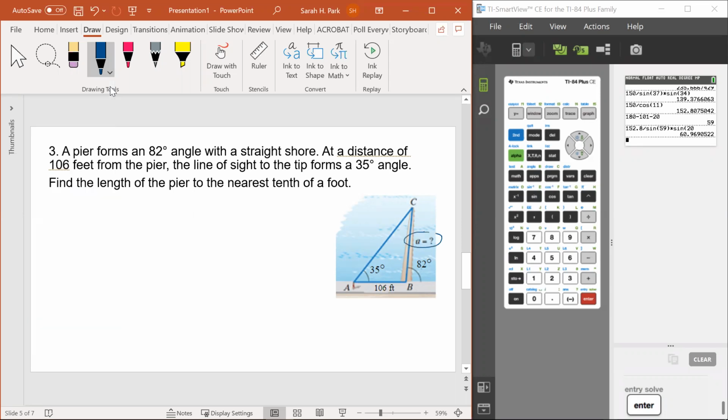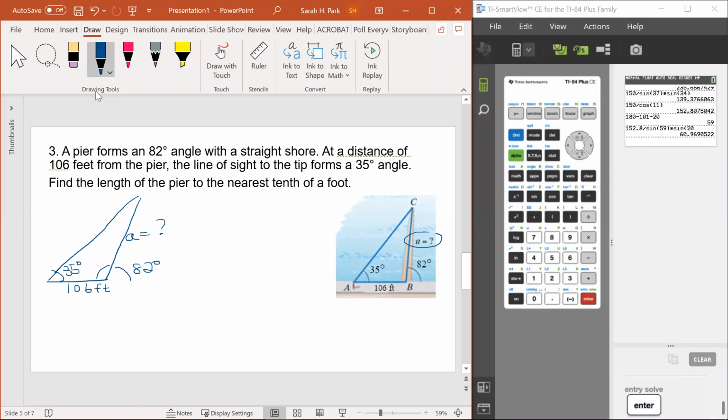Okay, so if we think about this triangle, I'm trying to do my best to reproduce it. It's not a right triangle, it's close, but it's kind of slanted here, like this. We know this is 106 feet. We know this is 35 degrees. We're trying to find this side here. And instead of giving us this angle, we are given this 82-degree angle.